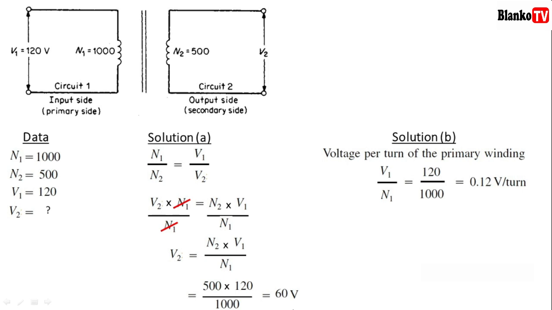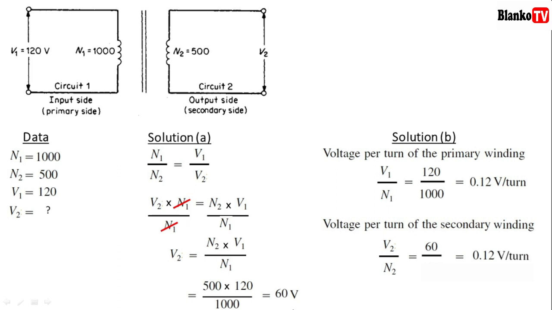Okay, so let's move on. Now we solve for the voltage per turn of the secondary winding, and for that one too we use the formula V2 over N2. When we substitute, we get 60 over 500, which also gives us 0.12 volts per turn.